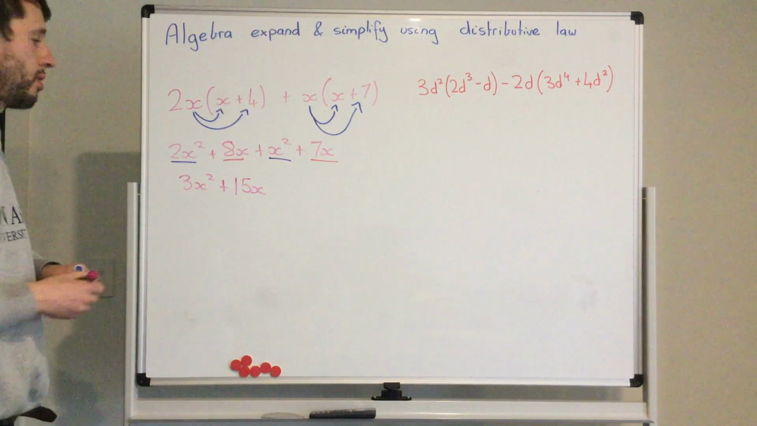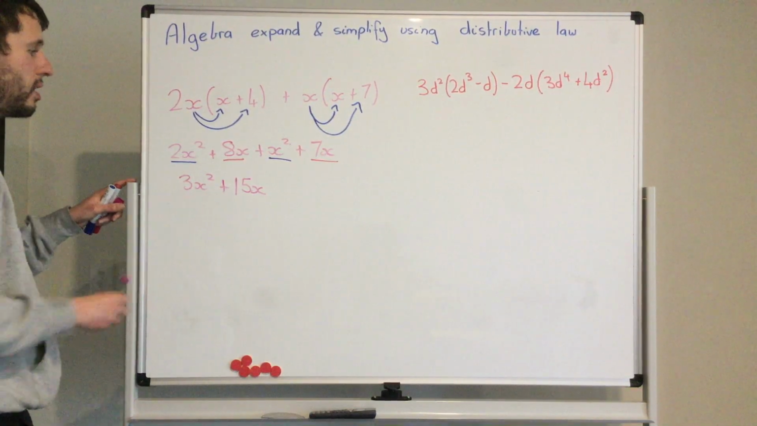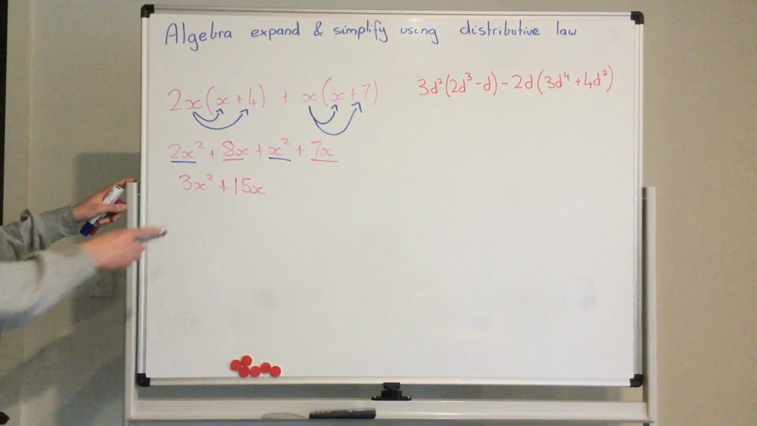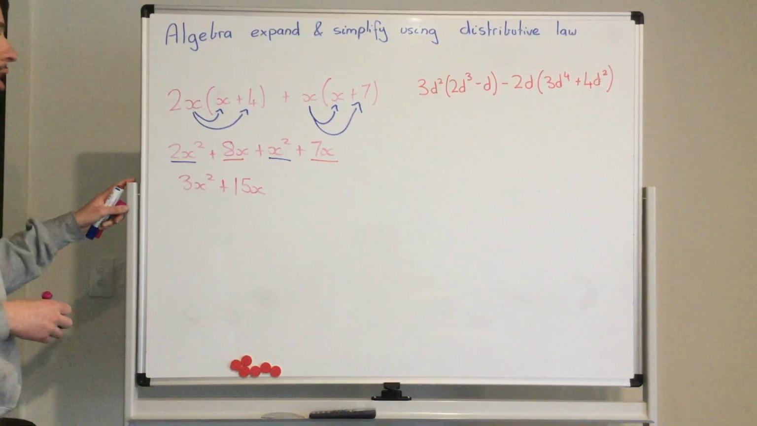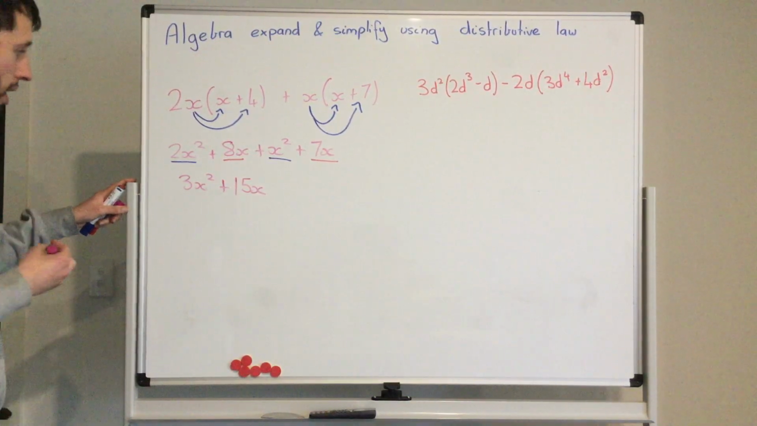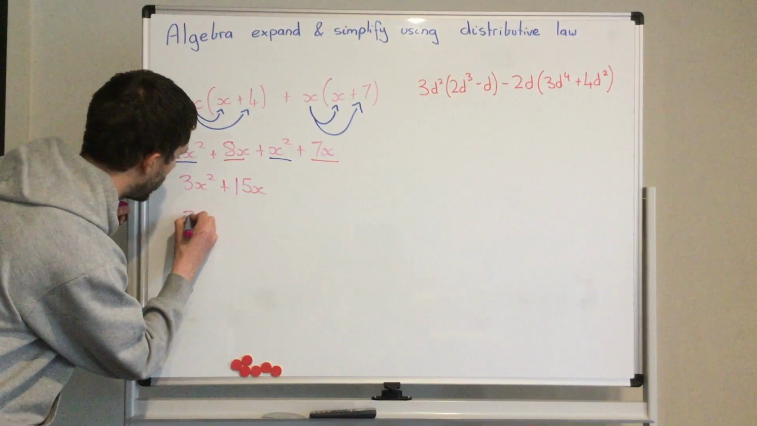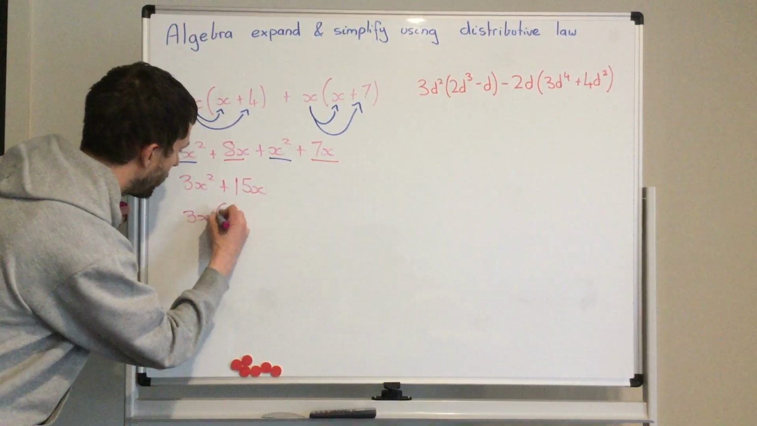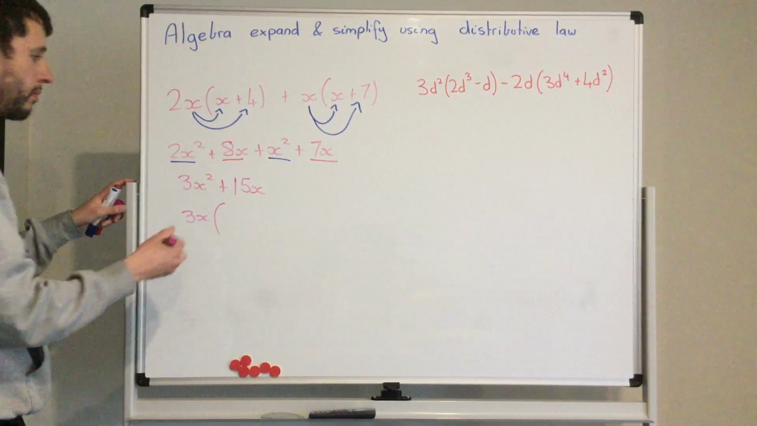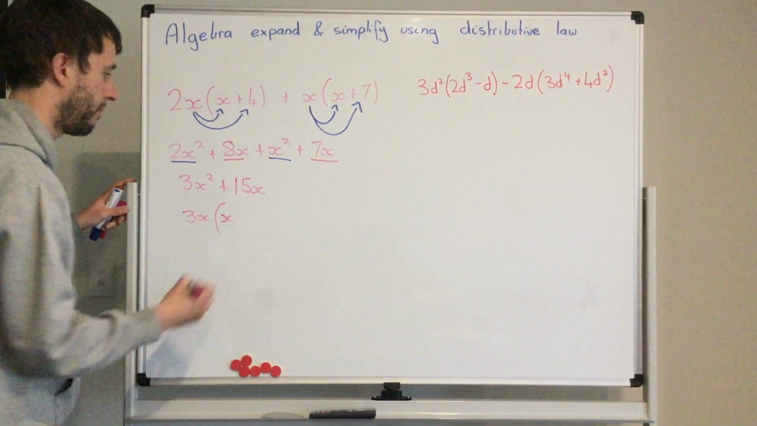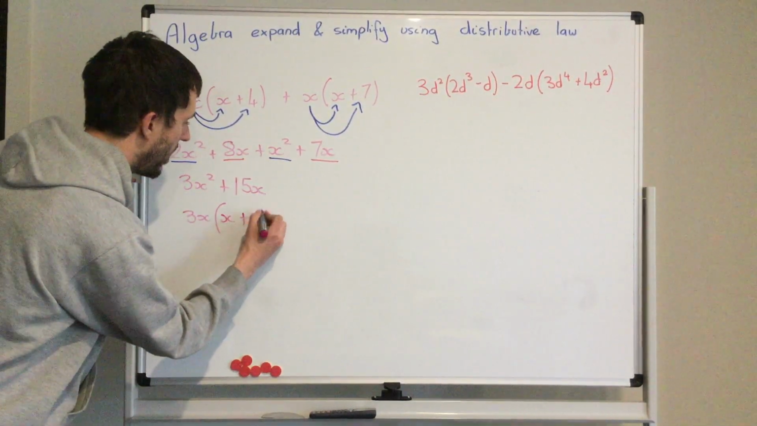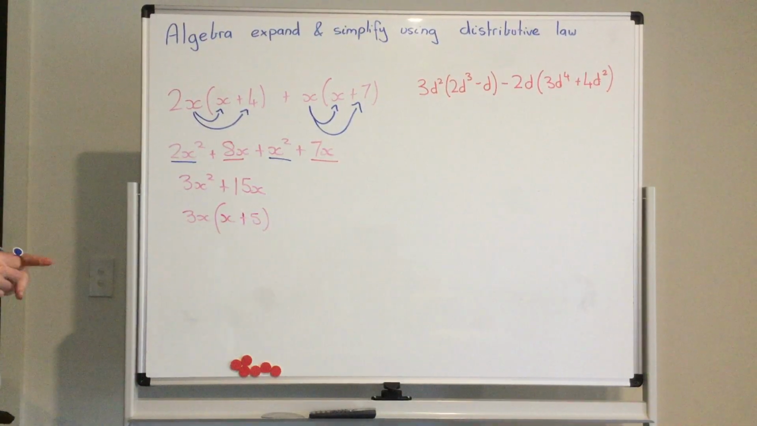If I would like to factorize, I can leave it in this form, or I can think, what is the same on both sides? 3, 6, 9, 12, 15. So they both have 3x. I can also write it as 3x in brackets, x plus 5. So either one I can write it as.